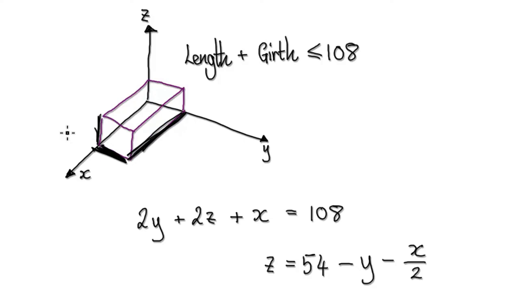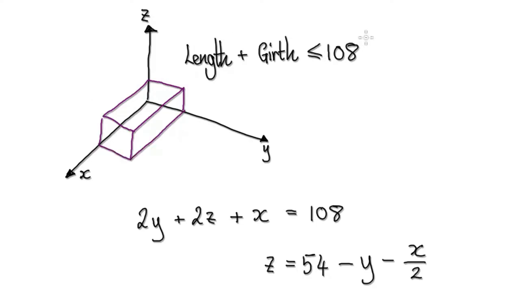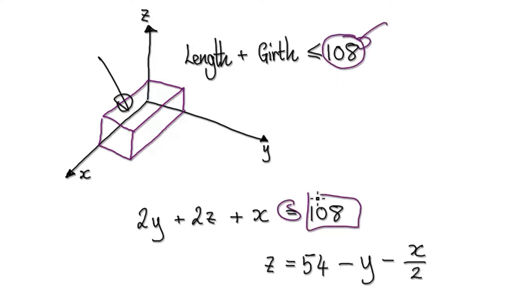So if this is y and this is x, then z will have no choice but to be a certain value. We've got to somehow work out z, because the combination of the two has to be less than or equal to 108. But because we're trying to maximize the volume, let's take this to be its biggest, which will be equal to 108.